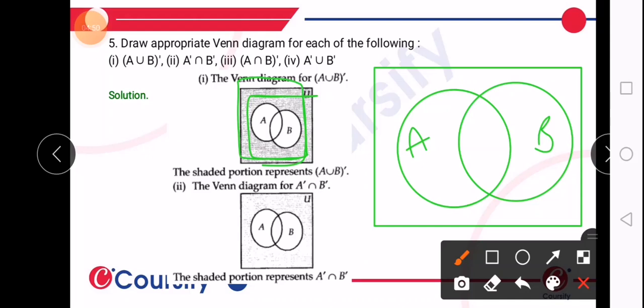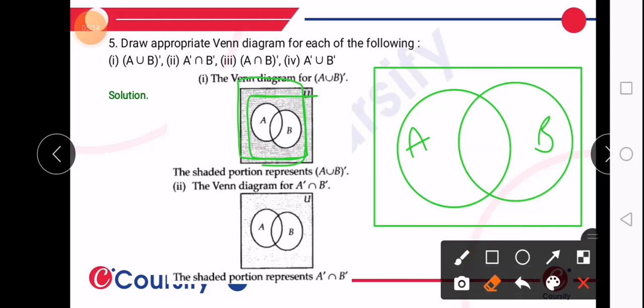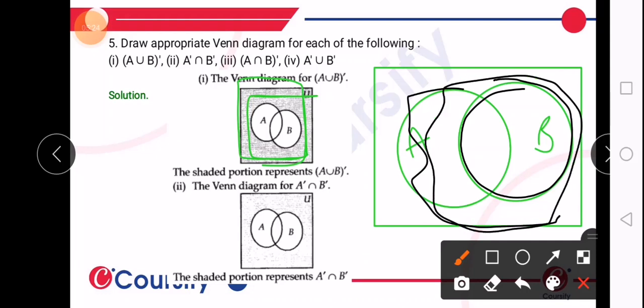A complement is everything except A, everything from the universal set except A, that is over here. I'll change the color. That is the rest of the whole diagram except the A portion. Next, we have B complement, that is the whole of the diagram except the B portion. The whole diagram is B complement.